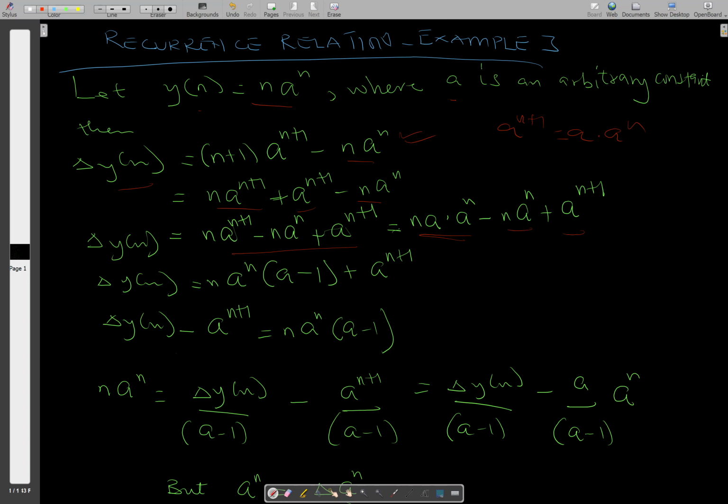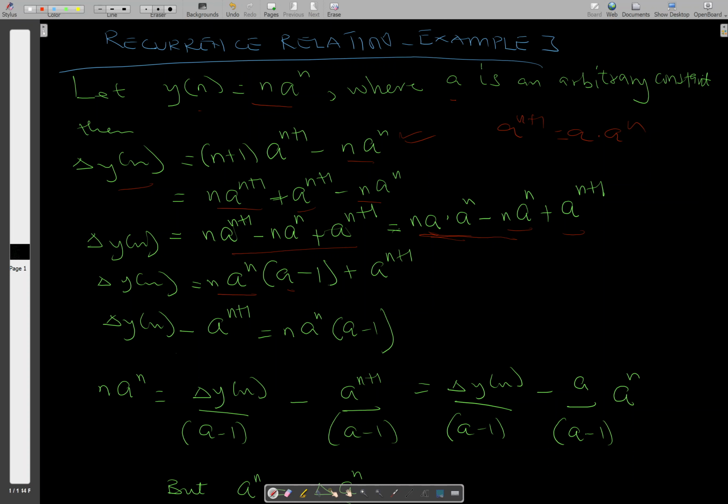Now when you consider these two terms, we realize that there are some common factors, that is n times a to the power n. So we factorize it out. When we factorize it out, on the first term we are left with a, then the second term will be minus 1, plus the last term.